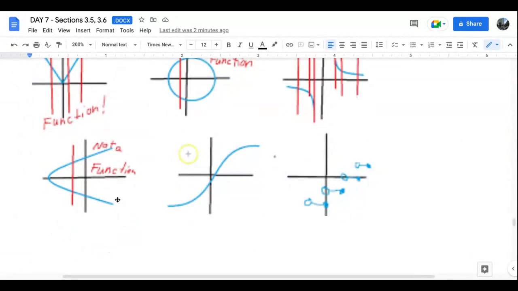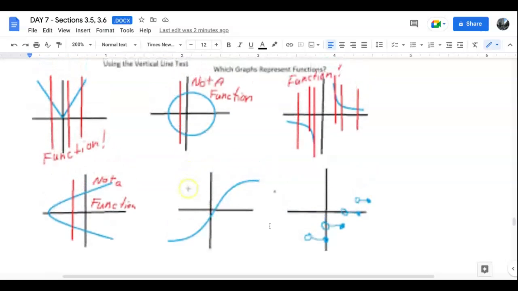Let's see this one. This is like a sideways, upward-opening parabola, right? It's not a function, because this vertical line goes through two points. And this one is a function, it passes the vertical line test. And this one is also a function. We call this a step function. The last one, step function, is also a function because it passes the vertical line test.